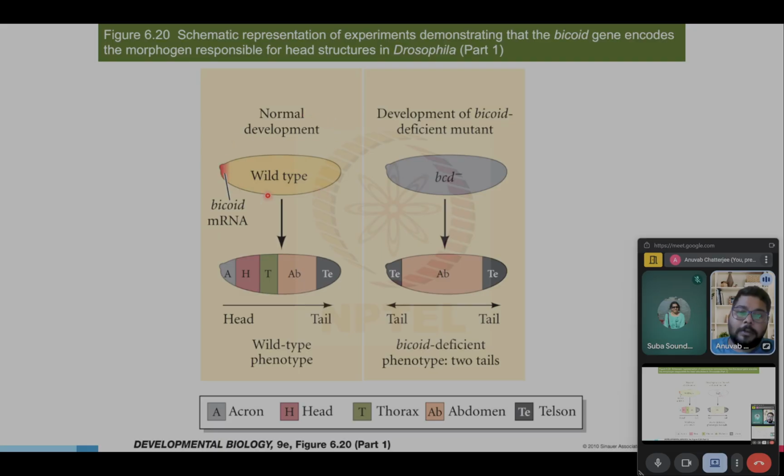In a normal wild type embryo, where we have bicoid at the anterior region, we form the normal wild type Drosophila body plan, which has acron, head, the thorax, the abdomen, and the tail. Very good. But when people were looking at bicoid deficient mutants, so there is no bicoid anywhere, then they actually did not form a head. They formed an abdomen and a telson. So essentially, none of the anterior structures were formed.